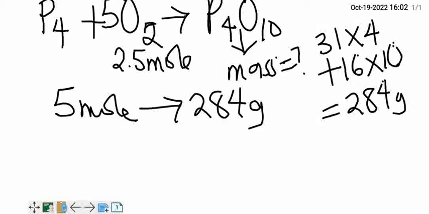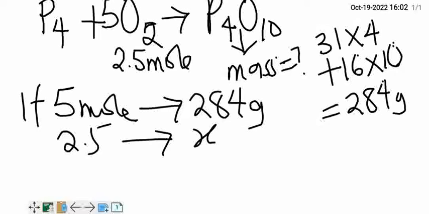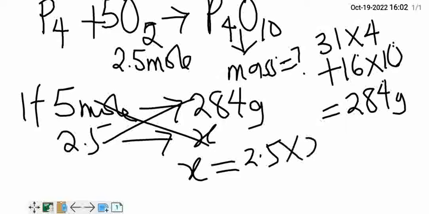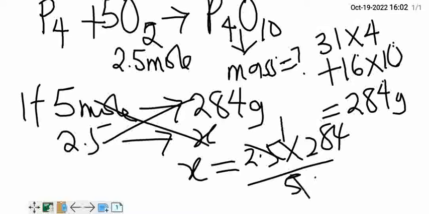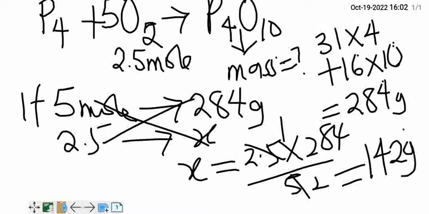So if 5 moles will produce 284 grams, then 2.5 moles will produce what? When you cross multiply from here, you have 2.5 multiplied by 284 over 5. Dividing that, we have 142 grams. This is how we solve a stoichiometric calculation.